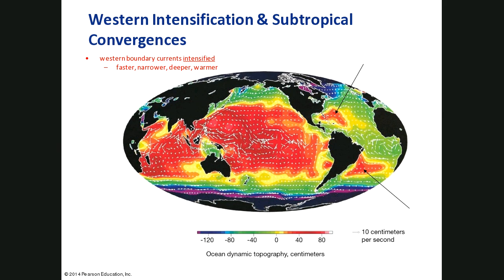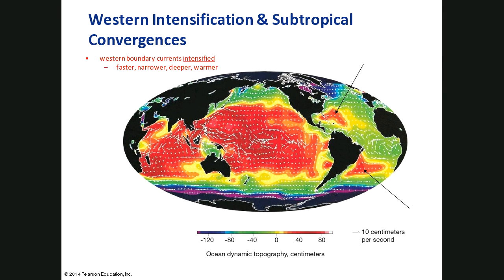That means you're going to have stronger currents. Western boundary currents are going to be intensified. They're going to be faster, right? They're going to be narrower. It's going to be a faster net movement of water. Maybe just a few degrees, but it is going to be faster, right? We're going to get this movement to the left-hand side, warmer water.